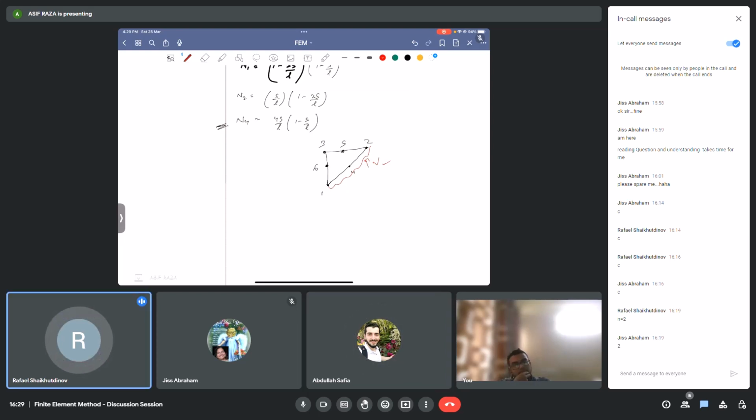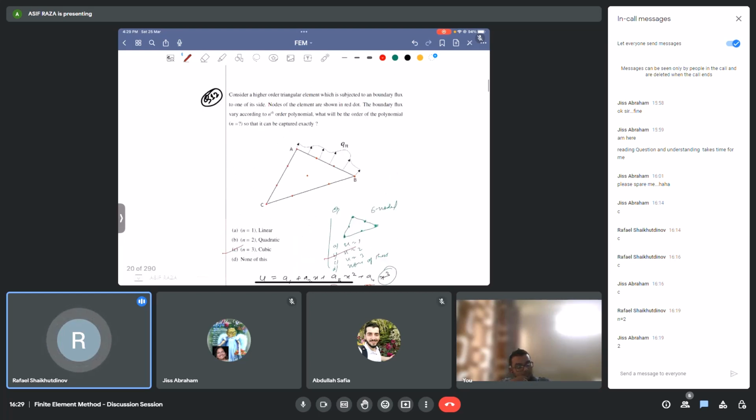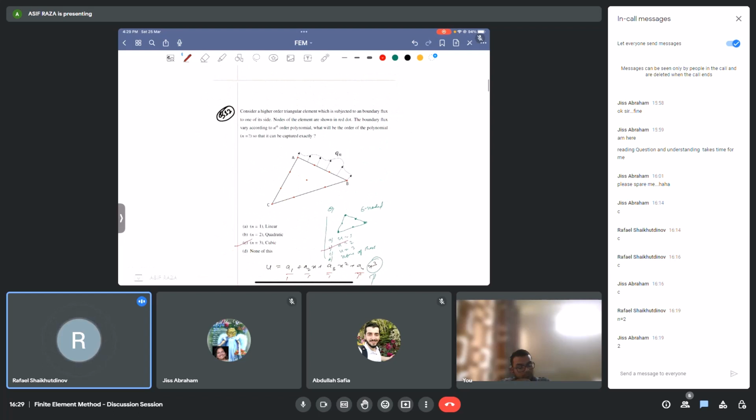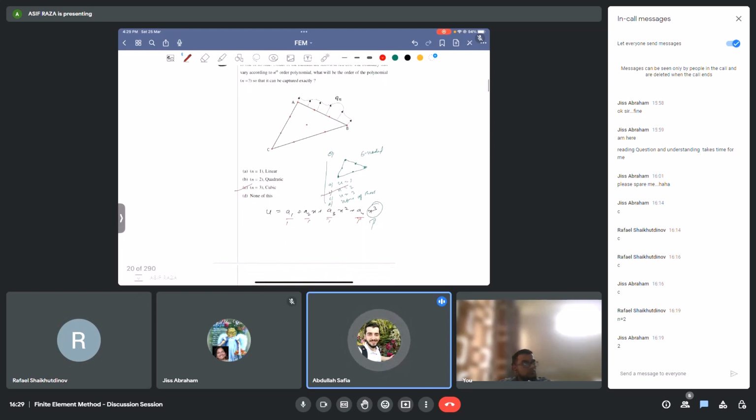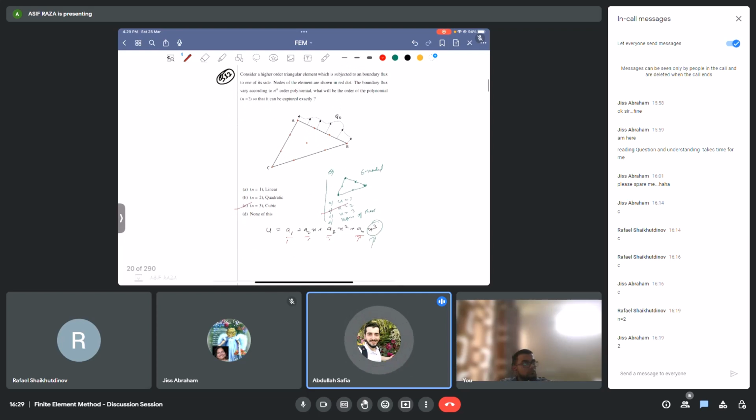Thank you. But the question asks that if we have some order of Q, can we capture it exactly with our nodes. There is no relation between the order of the flux and the order of the approximation polynomial, because the choice of the polynomial order depends on how many nodes we have, and since we have 4 nodes here, it's cubic.